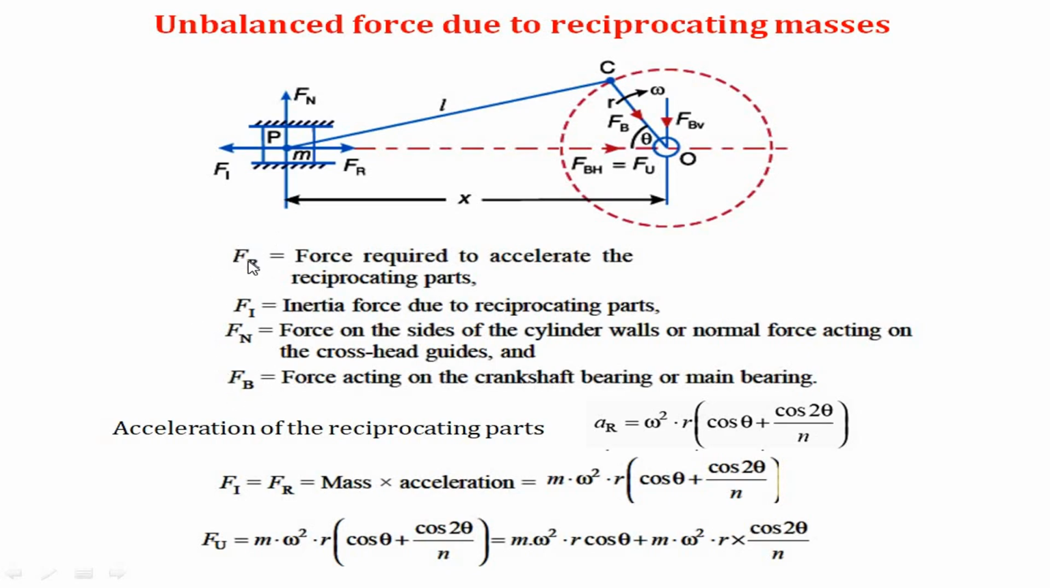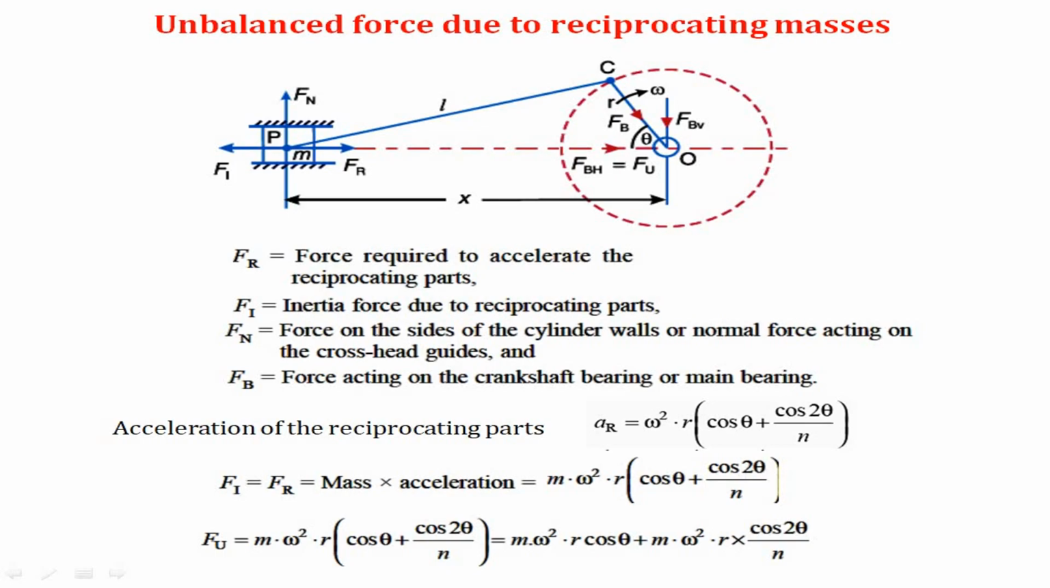are listed over here, where Fr is the force required to accelerate the reciprocating parts, Fi is the inertia force due to reciprocating parts, Fn is the normal force, Fb is the bearing force. The acceleration of the reciprocating parts can be given by the equation aR is equal to omega square r (cos theta plus cos 2 theta by n). Multiplying acceleration with the mass is going to give you the inertia force. So Fi is equal to m omega square r (cos theta plus cos 2 theta by n).